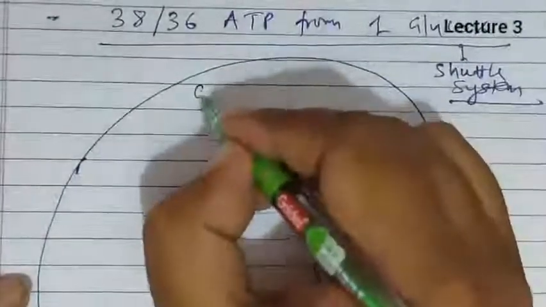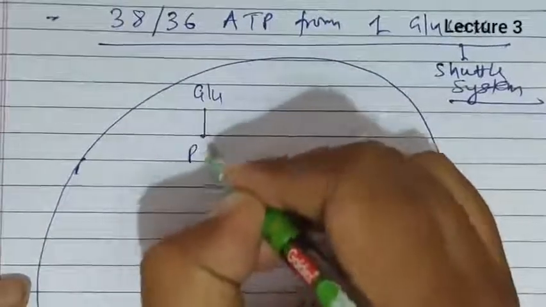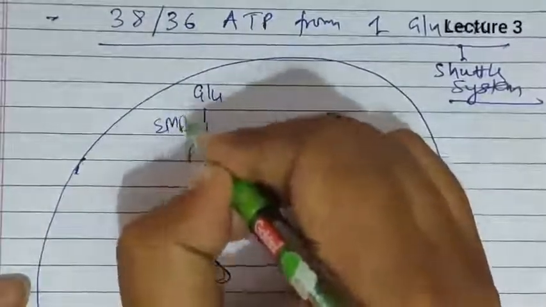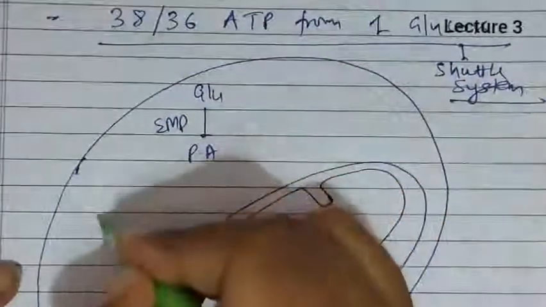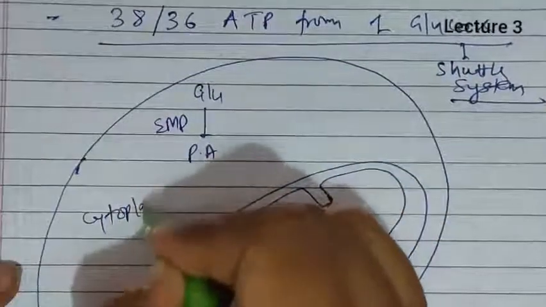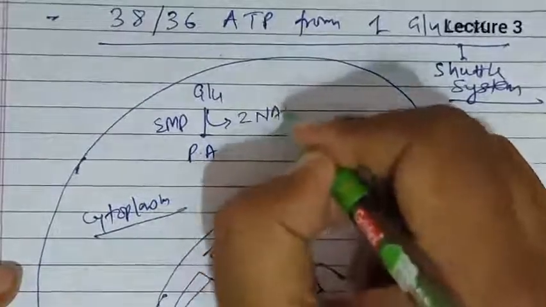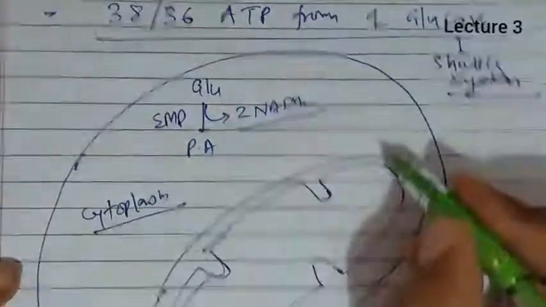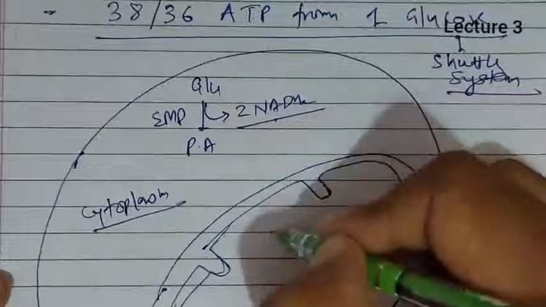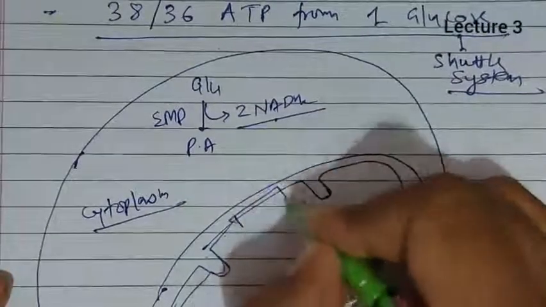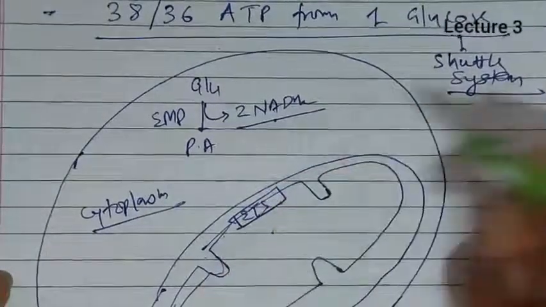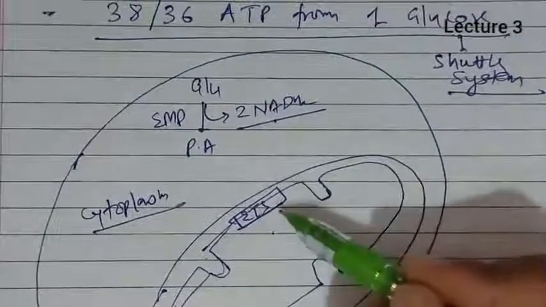Now what happens? Glucose converts into pyruvic acid, and this EMP or glycolysis pathway occurs in the cytoplasm. In the cytoplasm, two NADH2 molecules are also produced. Now this NADH2 passes to what? We know that the ETS is located in the inner mitochondrial membrane.